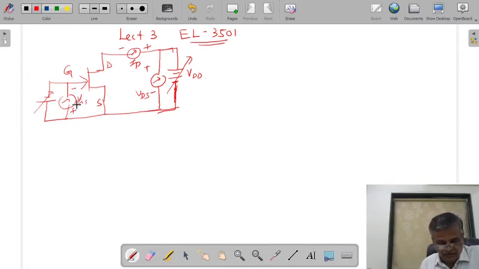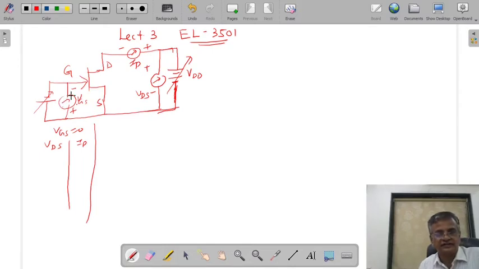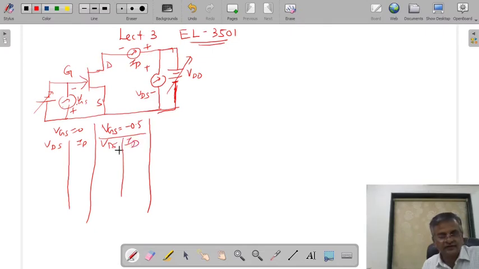You keep VGS fixed, say at 0 voltage. You vary the VDS and note down the ID. You kept this voltage at 0, and you vary this voltage with the help of this potentiometer, and the corresponding drain current is measured. Again you repeat this for different values of the negative gate voltage like this.